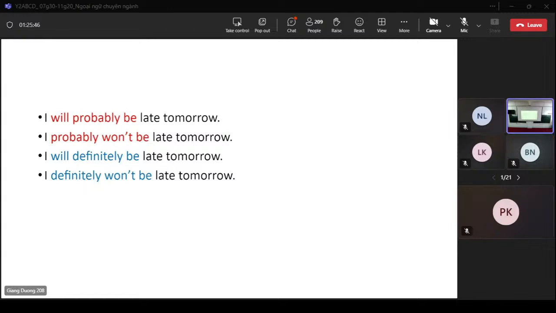Và đối với trường hợp phủ định, thì mình phải bê hai cái trạng từ này lên trước cái phần phủ định. Đó là won't, probably won't be hoặc là definitely won't be. Tuy nhiên bây giờ thì cô thấy người ta xài ngữ pháp thoáng hơn và dễ chịu hơn. Có người ta giữ nguyên vị trí là won't definitely be, thì thấy người ta cũng chấp nhận.